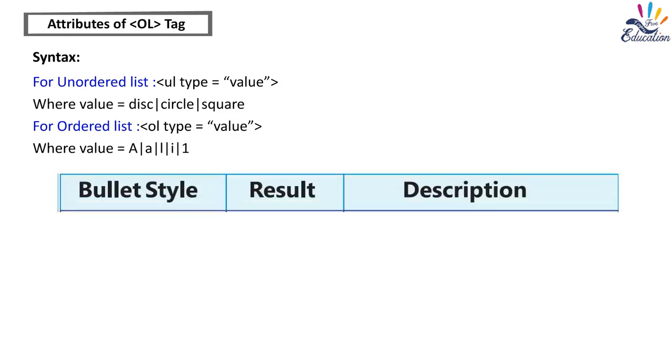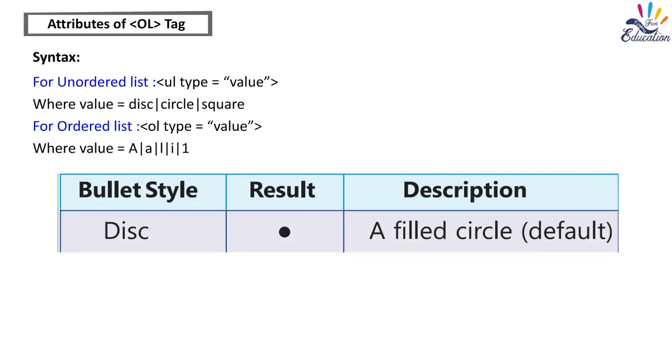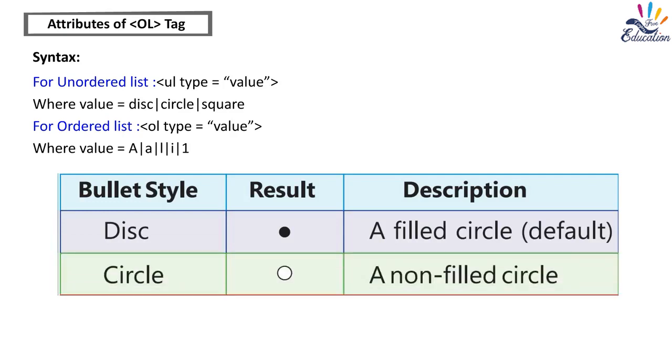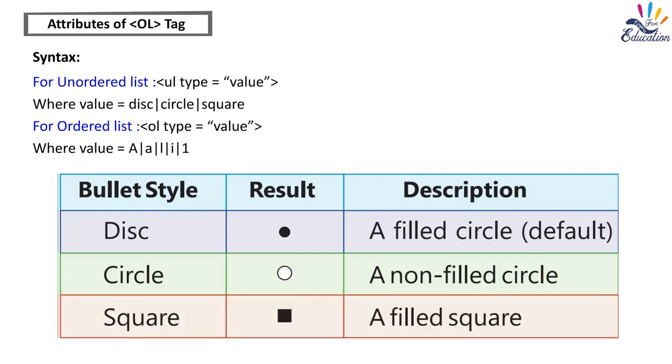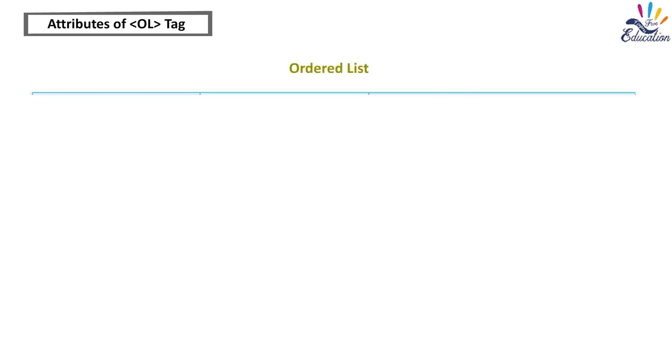Bullet style, result, description. Disk, a filled circle, default. Circle, a non-filled circle. Square, a filled square.